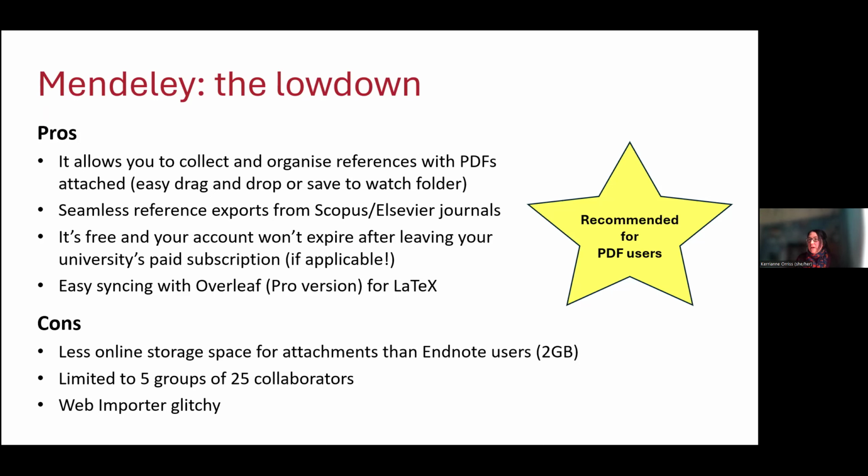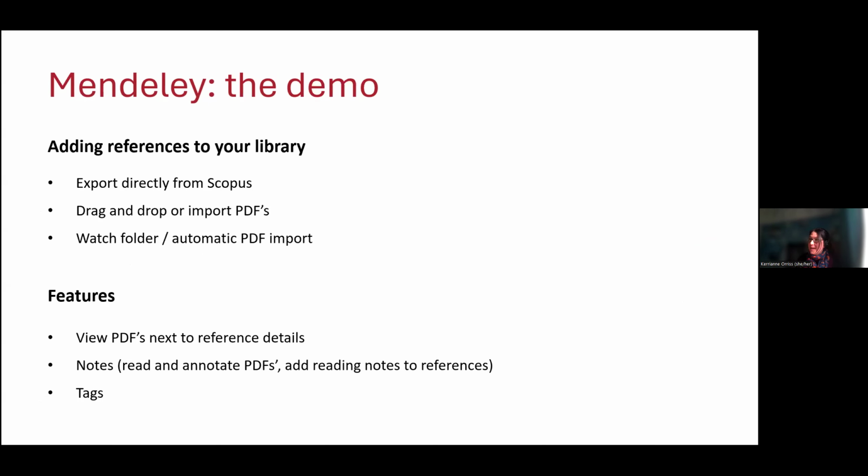The downsides are that it's got less online storage space for attachments than EndNote, 2 gigabytes, which, as I say, is fine if you are not sharing lots of PDFs with colleagues in a shared library. To me, that's the main reason why you'd need shared online space, because otherwise you can save everything to your desktop. Cons are obviously the attachment space and also the web importer. I also find that a bit glitchy, I must admit. But normally you can get over that by refreshing your browser screen and then it'll work again. Anyway, I'll get into that.